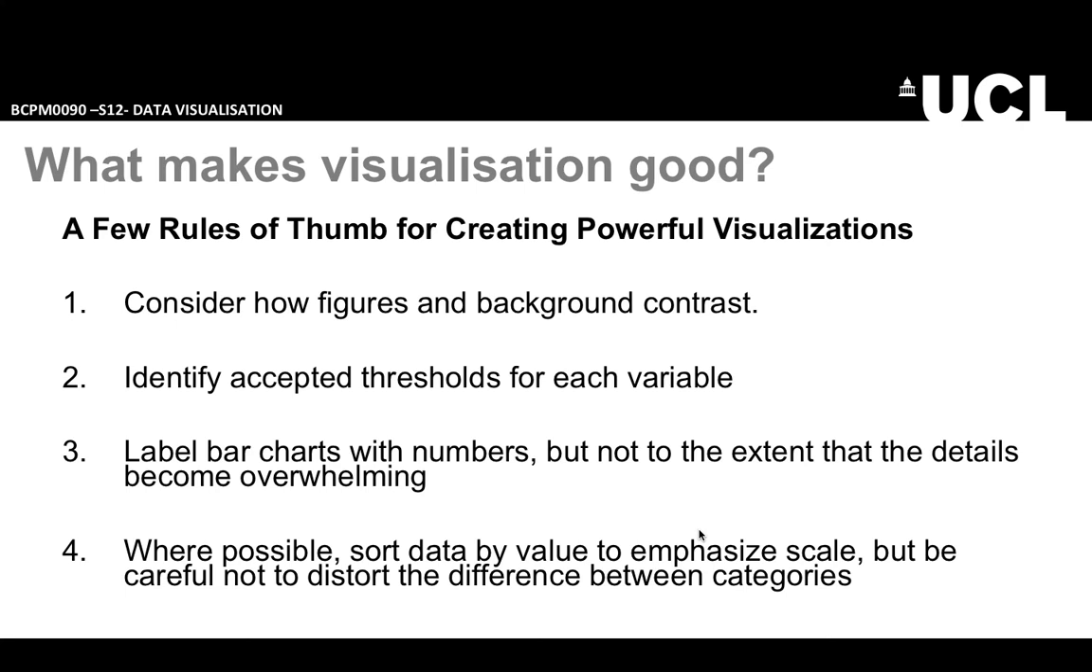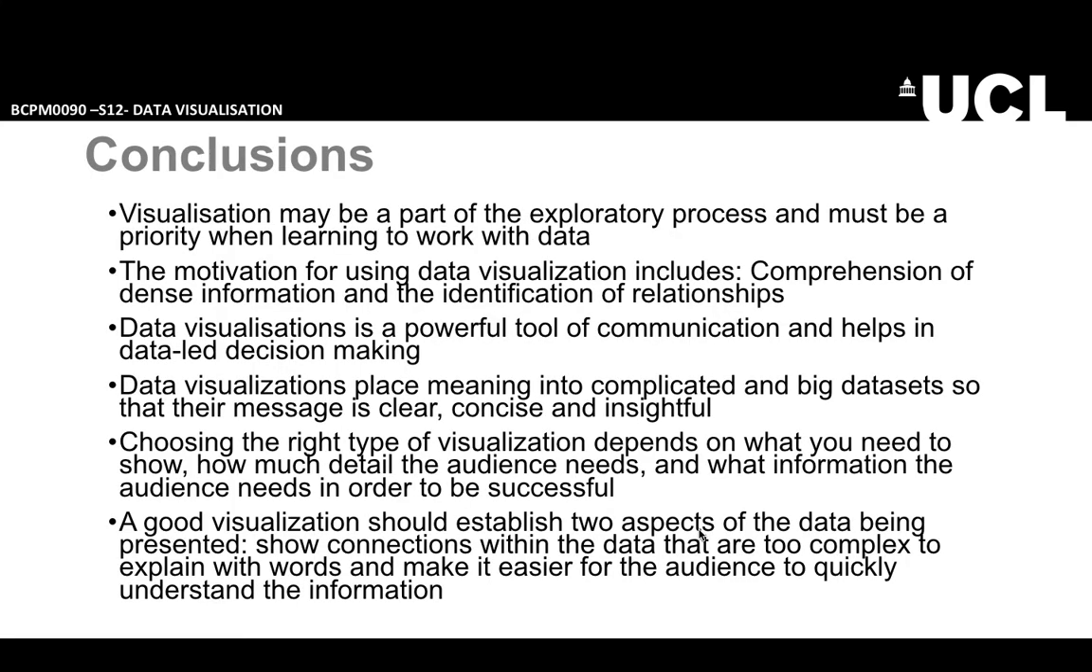For example, the value 10,523 could be shown as 10K on a bar graph. And finally, where possible, sort data by value to emphasize scale, but be careful not to distort the difference between categories. And finally, here you have the main conclusions for that session.